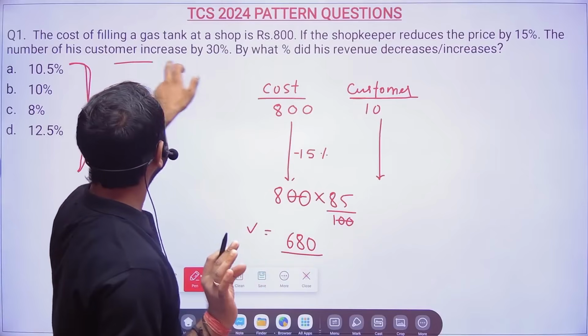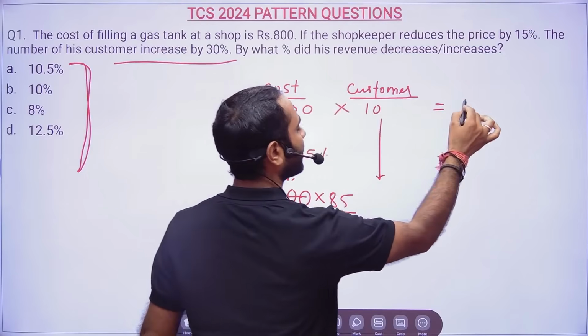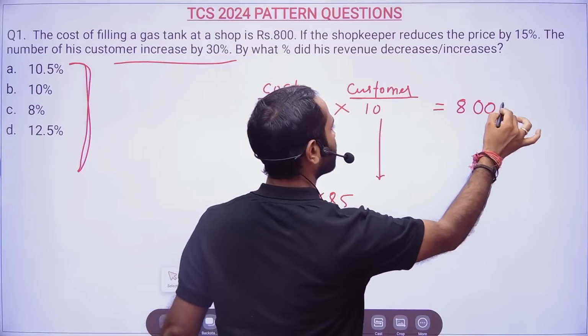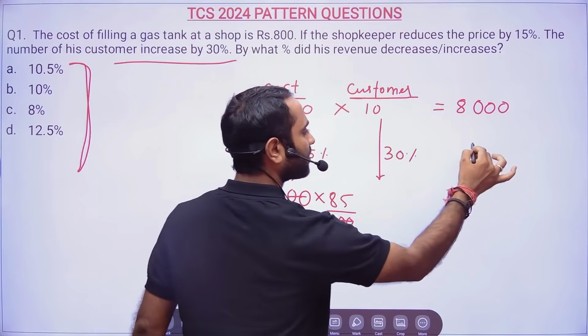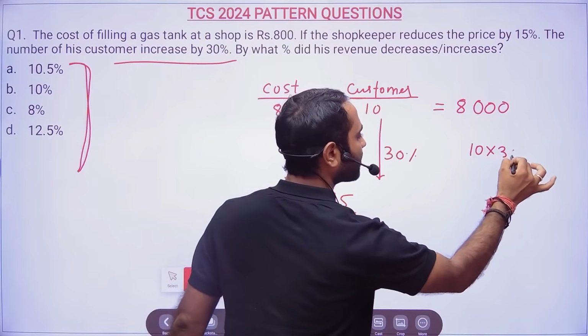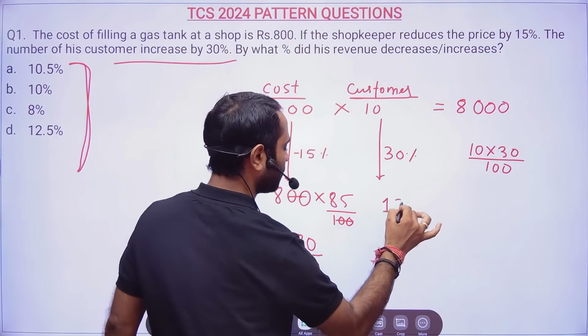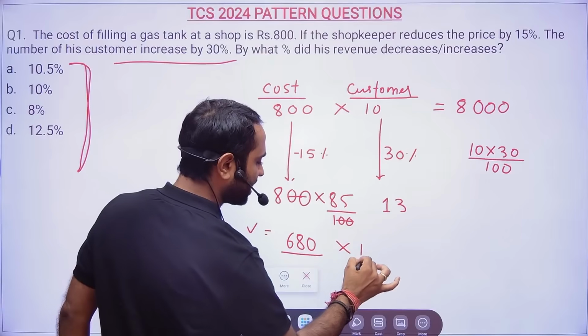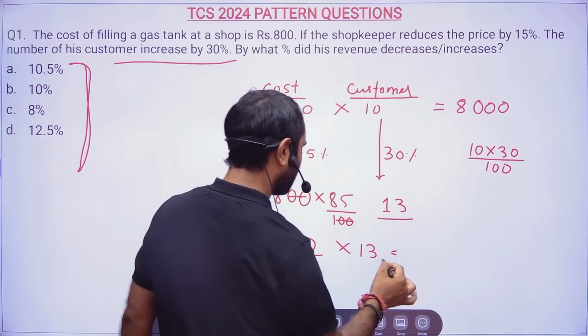Now the customers increase by 30%. So earlier the total revenue was nothing but 8,000. Now the customers increase by 30%, so 30% of 10 will be nothing but 3. So basically it will become 13. Now the price is 680, right? And customers have become 13. So what will be the total value?